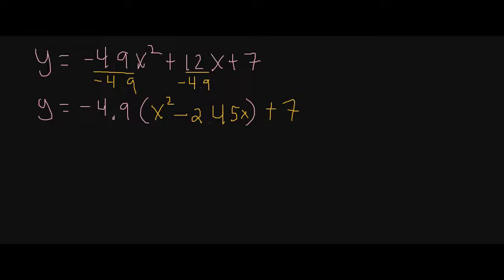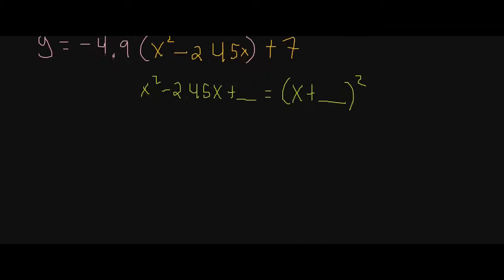So now to complete this problem, we want this in here to be a perfect square. So we're going to write x squared minus 2.45x. Let's write this over here, underneath. x squared minus 2.45x plus blank is equal to x plus blank squared. Okay, I'll go ahead and write this lower here.